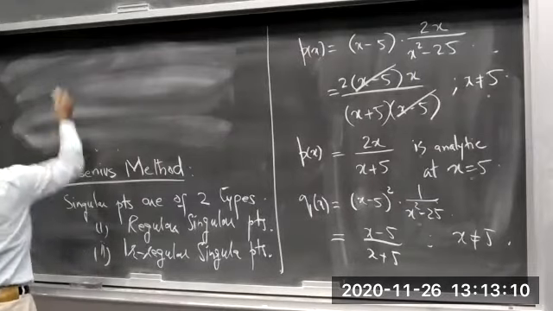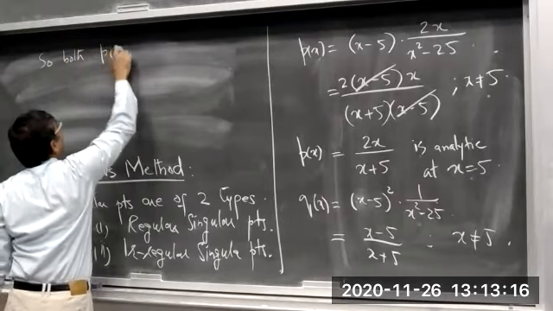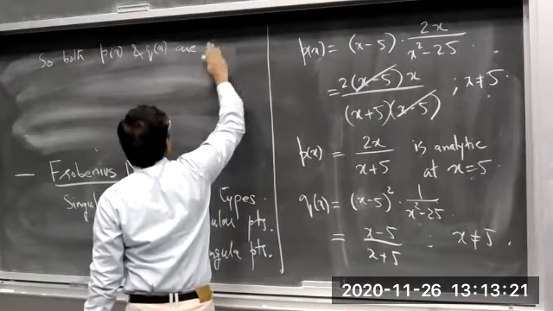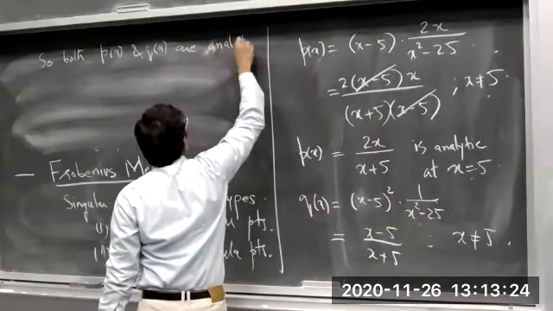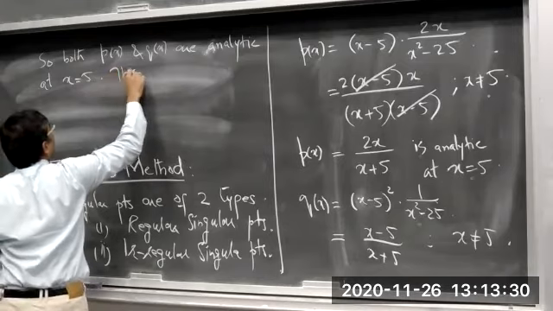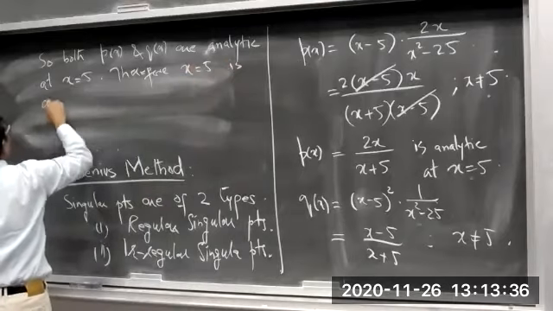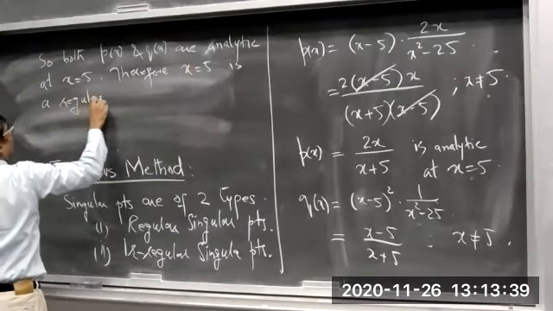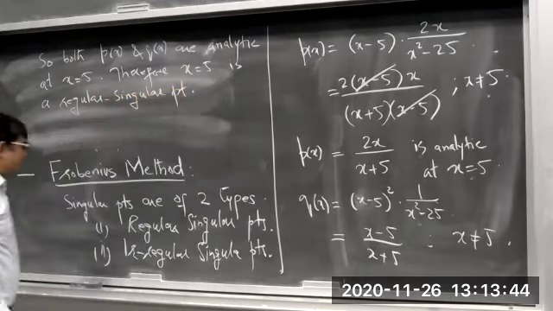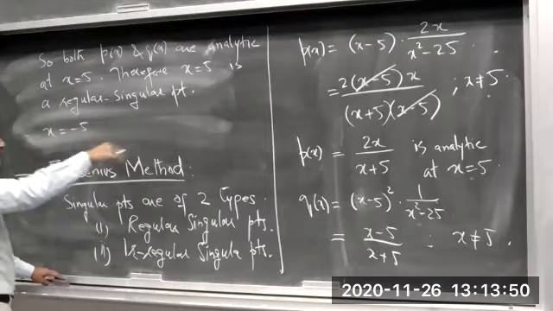We check again. So both p of x and small q of x are analytic at x equal to 5. Therefore, x equal to 5 is a regular singular point. Similarly, we can check for x equal to minus 5. x equal to minus 5 के लिए चेक करेंगे, ठीक है.